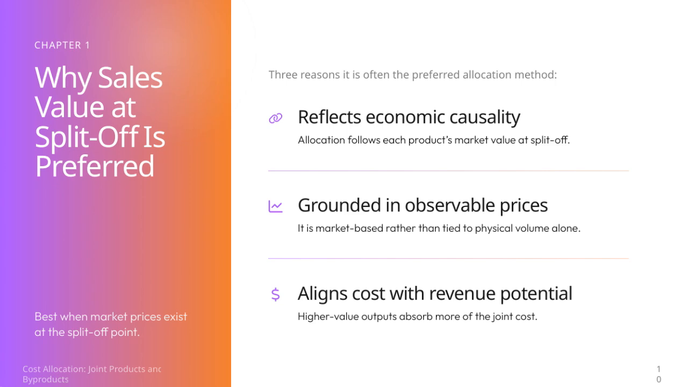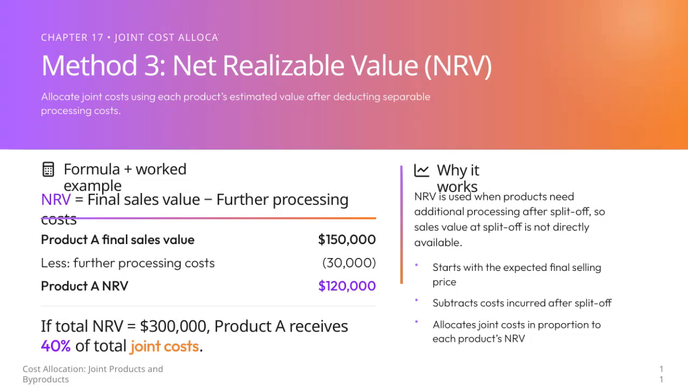Here we are looking at the net realizable value method, or NRV, for allocating joint costs. The formula is straightforward. NRV equals the final sales value of the product minus any further processing costs needed after the split-off point. For example, product A has a final sales value of $150,000. However, it requires additional processing that costs $30,000.